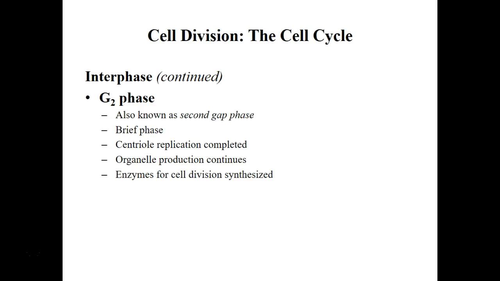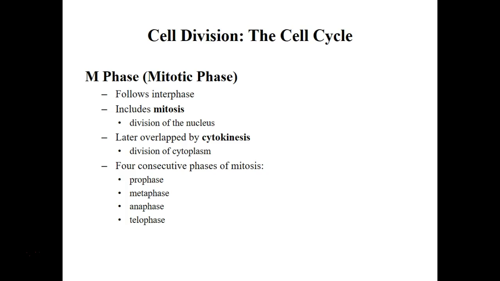We then enter the second gap phase, where we're going to check to make sure our DNA replicated properly so we don't have any mutations. We're going to produce proteins for cell division to occur, and we're going to then go through the mitotic stage. Mitosis then has its own 4 phases: prophase, metaphase, anaphase, and telophase. So mitosis is division of the nucleus, and cytokinesis is division of the cytoplasm.